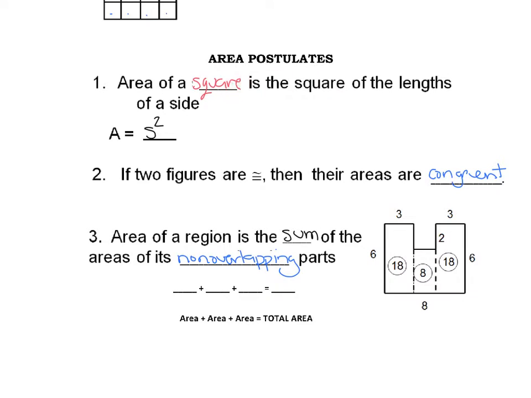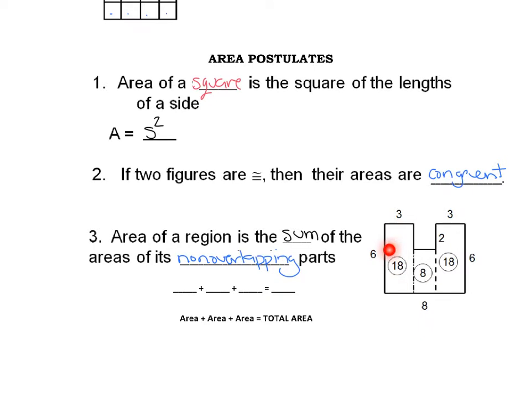Alright, so looking at a few area postulates. First one is that the area of a square is the square of the length of a side. So basically, it is the side squared. Yes, you can use base times height for a square, but more appropriately, you will see that the area of a square is the side squared. Number 2, if two figures are in fact congruent, then that would mean that their areas are also congruent. And 3, the area of a region is the sum of the areas of its non-overlapping parts.